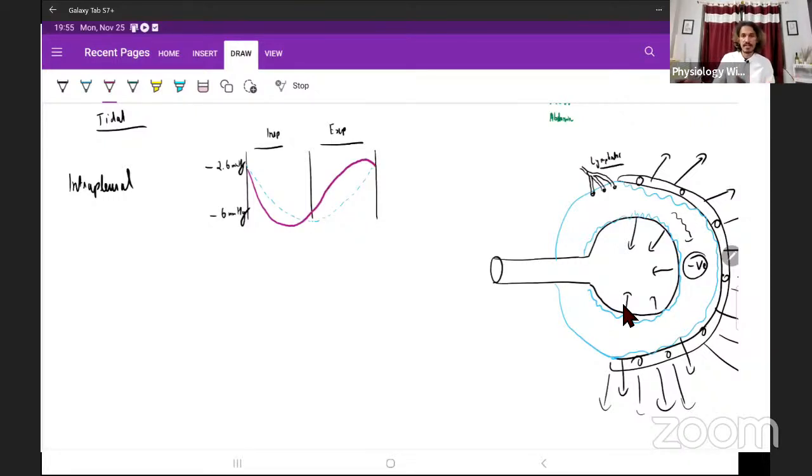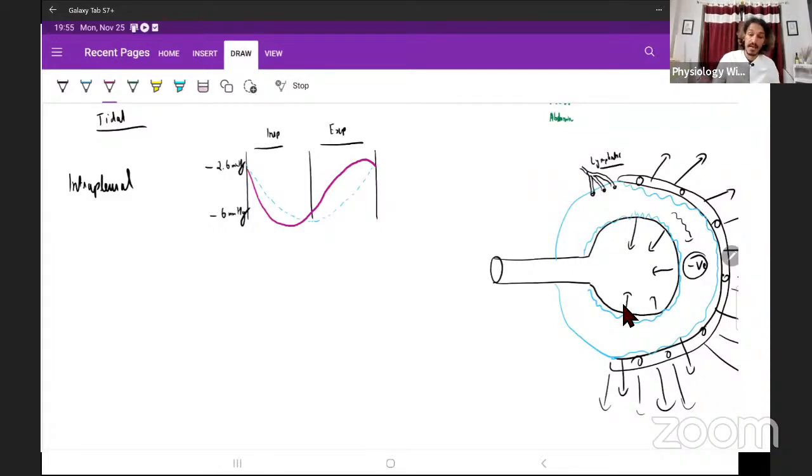Such a difference, that hysteresis which is happening, is because of the nature of the lung. There is some bit of resistance and inertia. Because of all of this airway resistance and the inertia, there is this slight difference from what we had actually expected.